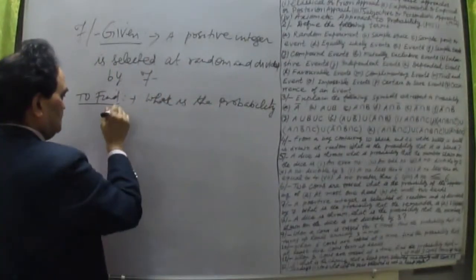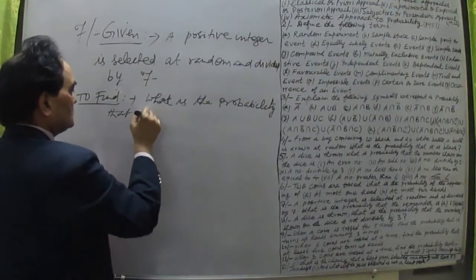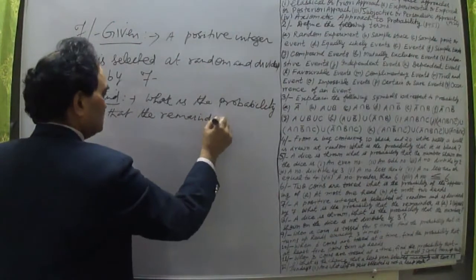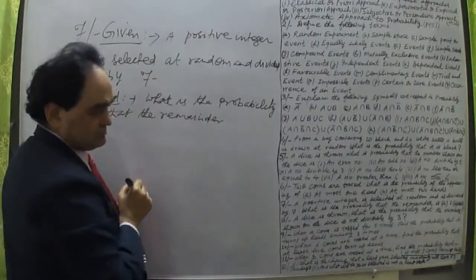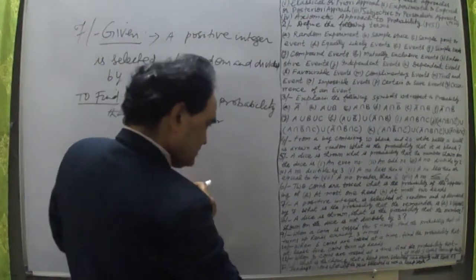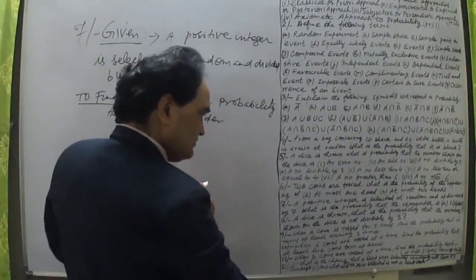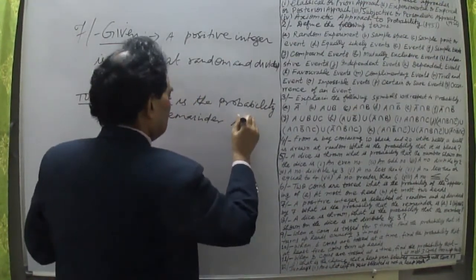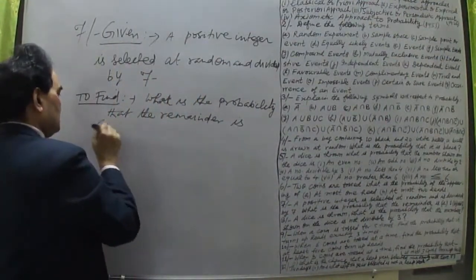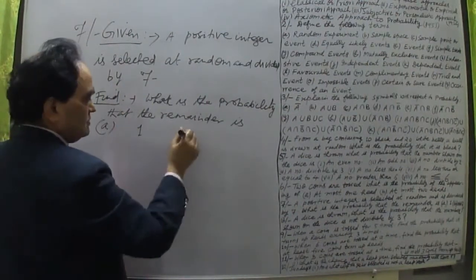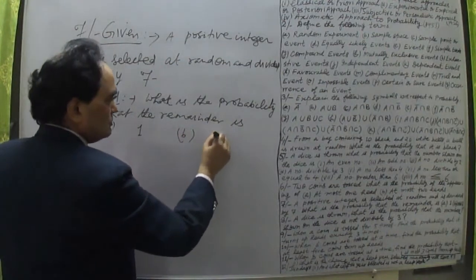Okay, what is the probability that the remainder... Try to understand what the remainder, quotient, divisor, and dividend are. So I'll just talk about that. Okay, what is the probability that the remainder is, part A, 1, and part B, not 1.